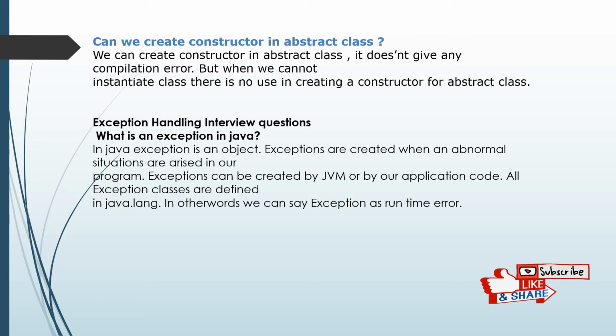So exception handling questions. What is an exception in Java? What kind of exceptions do you face in Java? In Java, an exception is an object. Exceptions are created when abnormal situations arise in our program. An exception can be created by the JVM or by our application code. All exception classes are defined in java.lang. This is very important. In other words, we can say exceptions are runtime errors, right?